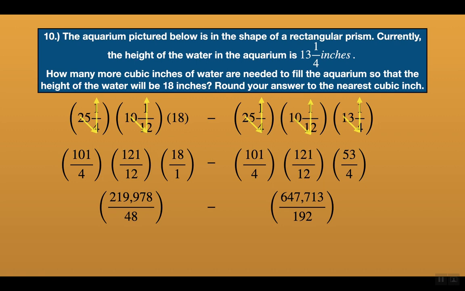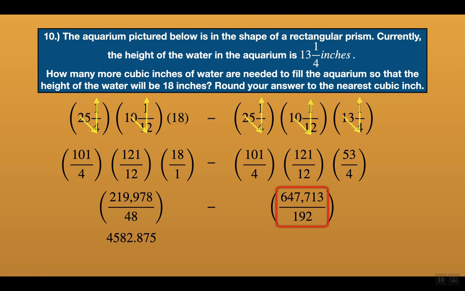Okay, and could you have done that at the beginning? Sure, you could have. So on the left-hand side, if I divide 219,978 by 48, I'm going to get the following decimal. I'm going to get 4,582.875.